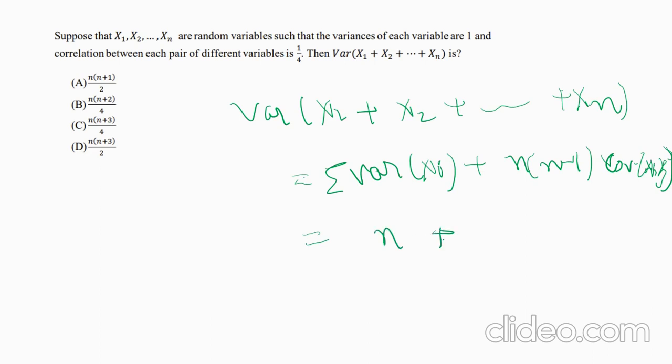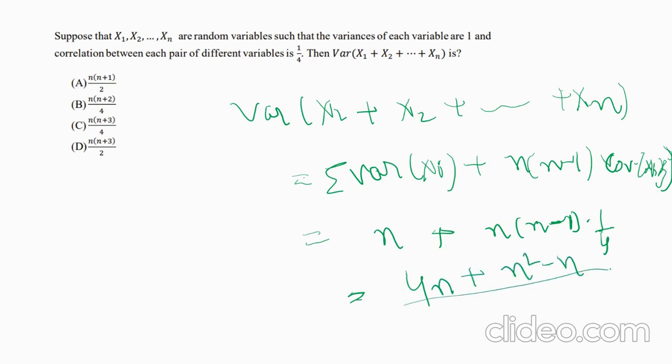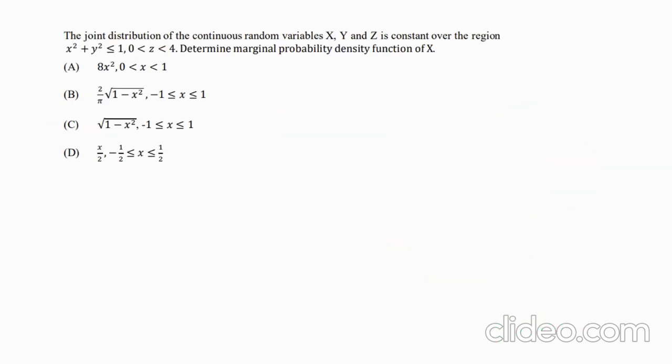So that one is what? n plus n into n minus 1, that will be 1 into 4. So it will be 4n plus n squared minus n divided by 4. It will be 1 upon 4 n times n plus 3. So that will be the answer.